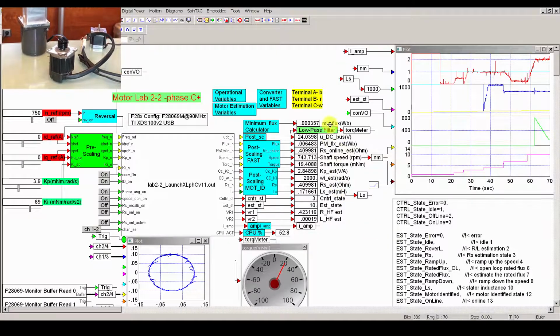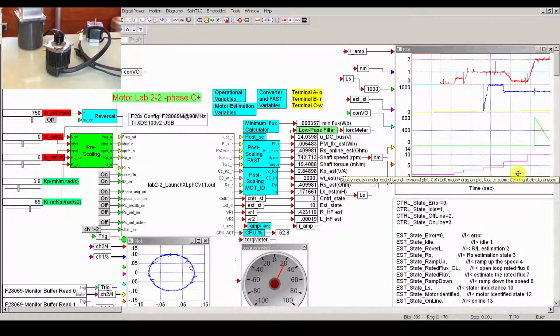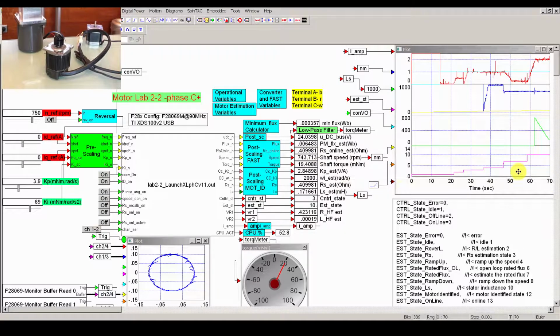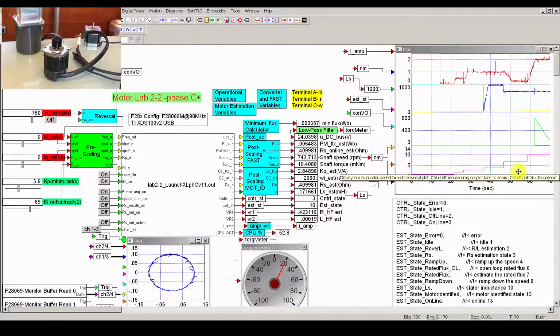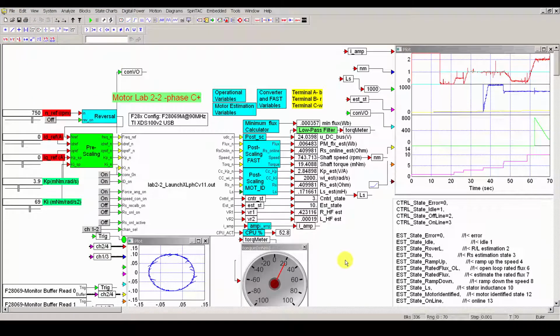So the whole process is identifying the gains of the current controller, identifying the resistance, identifying the flux of the machine, and it does it in less than 60 seconds. And most machines you will encounter will do it in 60 seconds. And not only for the PM machine, but also for induction machines.